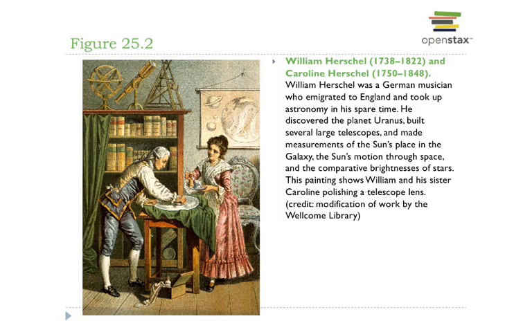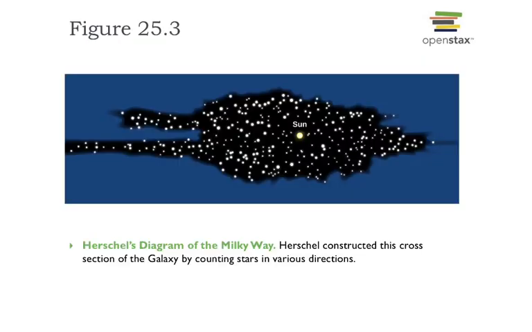William Herschel and Caroline Herschel first made a model of the galaxy. This is their first diagram, a cross-section of the galaxy, made by doing a census and collecting data on stars and their positions. They put the sun somewhat close to the center here, and then they mapped out other stars. And again, this is a cross-section of it.